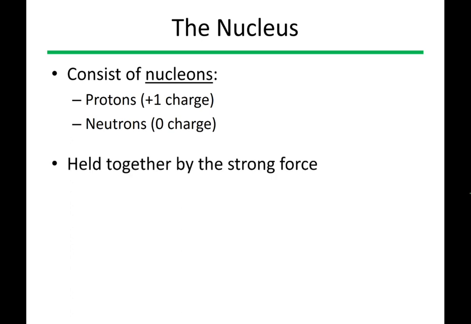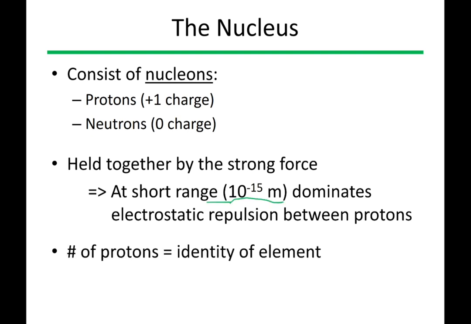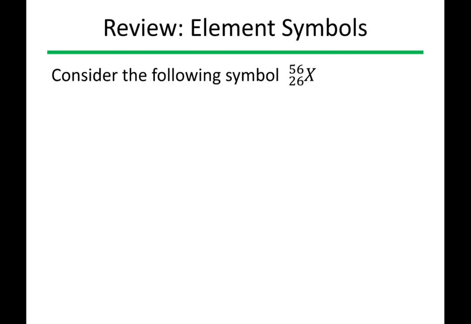These are held together by the strong force. This is a very short range force, so only 10 to the minus 15 meters, but it is so strong that it dominates electrostatic repulsion between the protons. So if you ever try to take a magnet and stick the two plus sides together, you know how hard this can be. The strong force is strong enough to overcome this repulsion, but it only operates over very short distances. Remember, the number of protons is also going to dictate the identity of a given element.